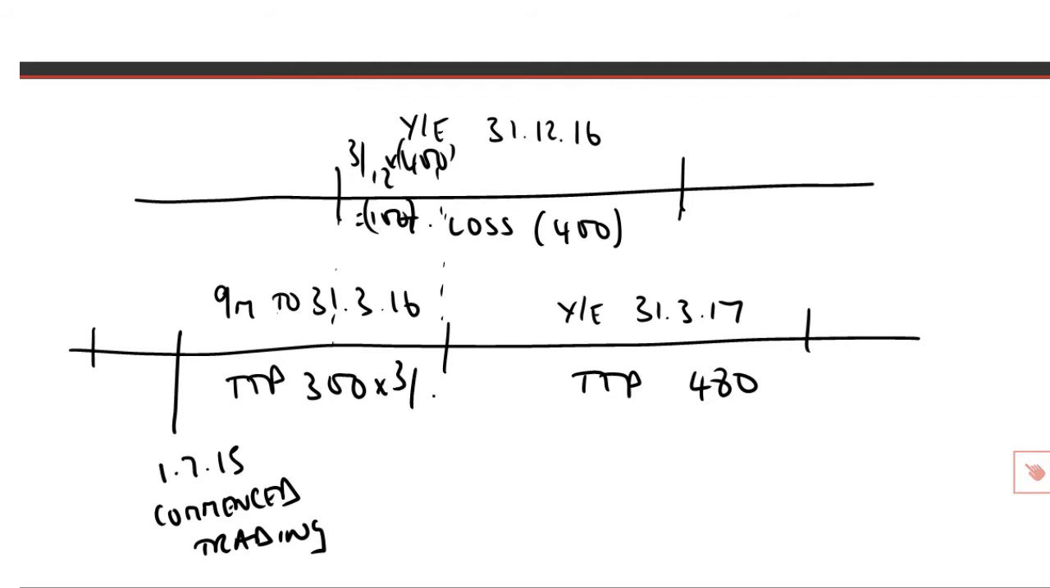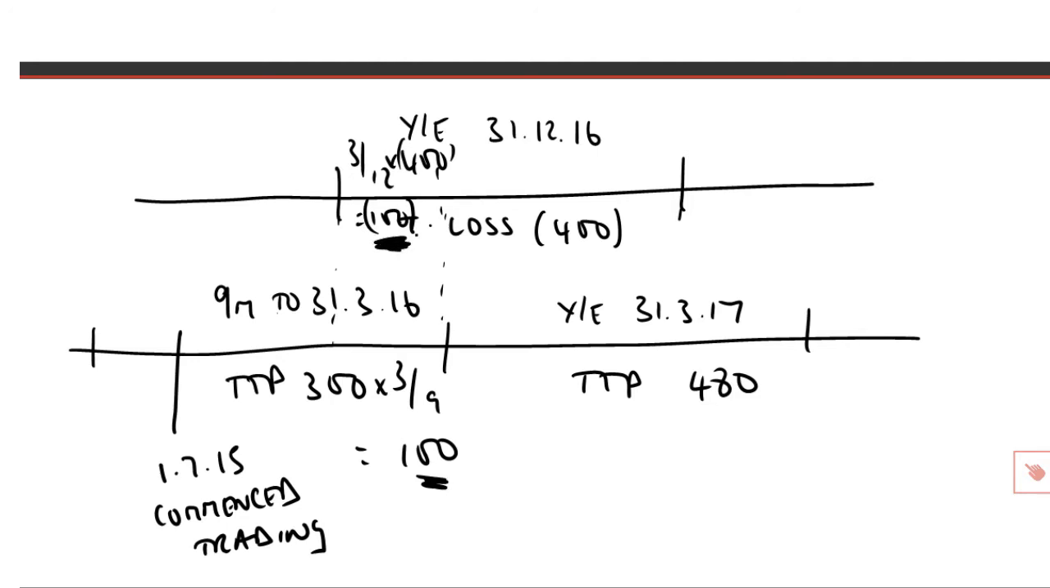But that 3 months worth is now out of a 9-month period. Therefore, the denominator is reduced to 9 instead of 12. And of course, 3/9 of 300 is £100,000 worth of profit. This time is available to be group relieved. How much loss do we have available?